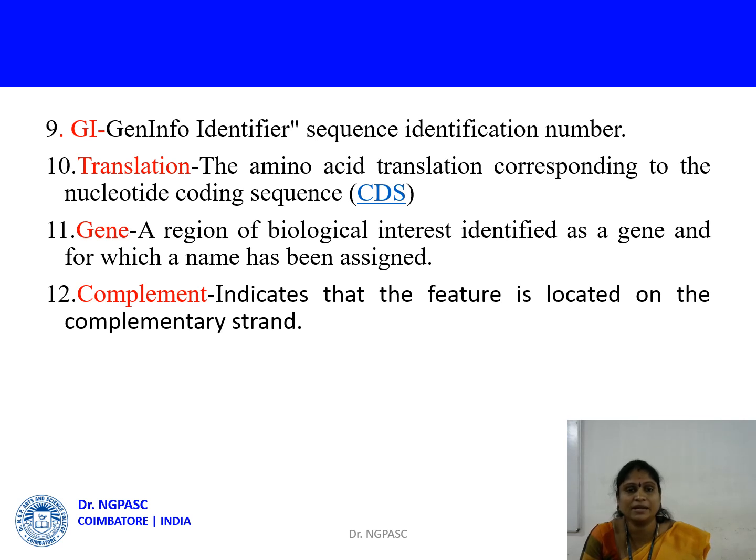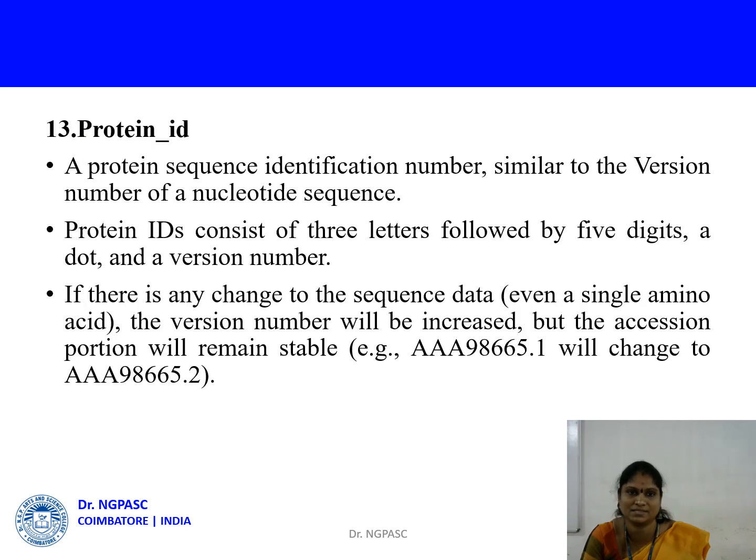Then the next field comment is GI, Gene Information Identifier. The sequence identification number has been given. Then the translation, the amino acid translation corresponding to the nucleotide coding sequence will be represented. Then gene, we know that it is a region of biological interest identified as a gene and for which a name has been assigned. Then complement indicates that the feature is located on the complementary strand.